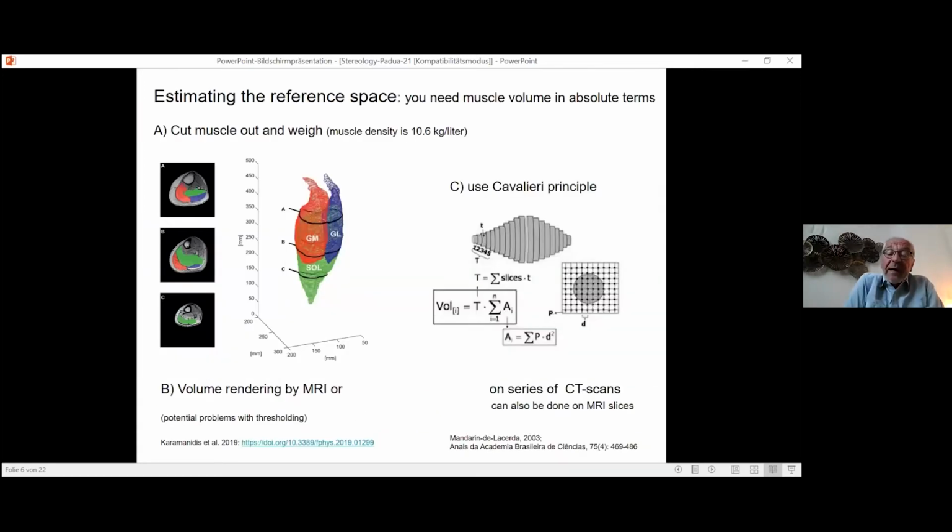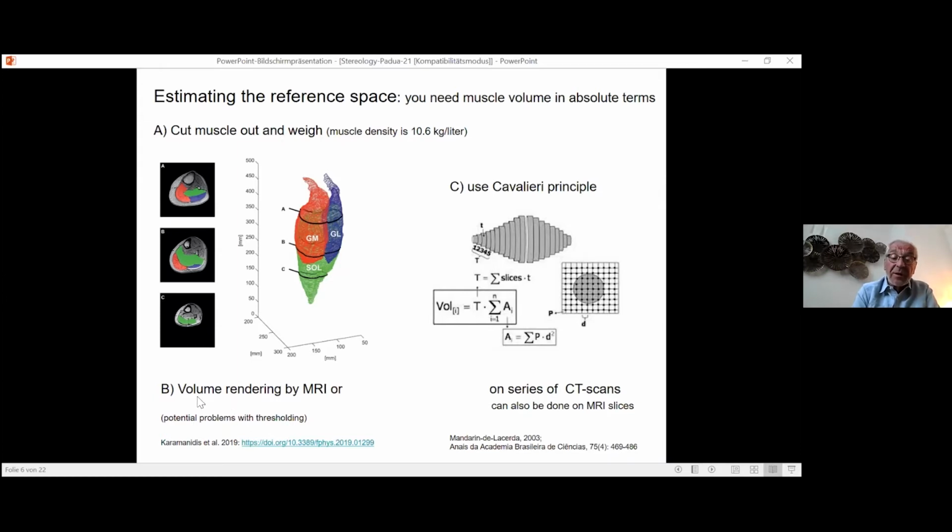Now let's think we want to make a stereological analysis. And the first thing, and maybe the most important thing, is that you have to estimate the reference space. And importantly, you need to know the muscle volume in absolute terms. So you can cut out the muscle and weigh it. That is not always possible, as you know.